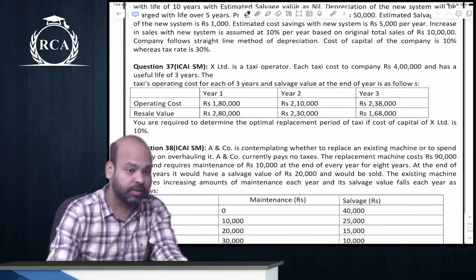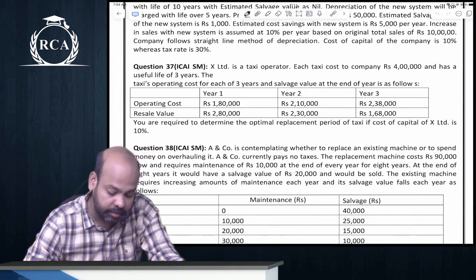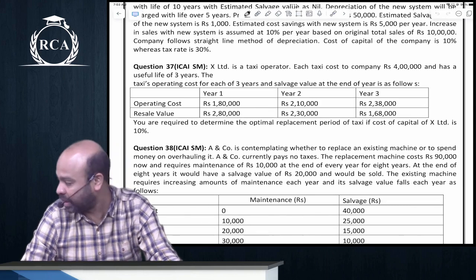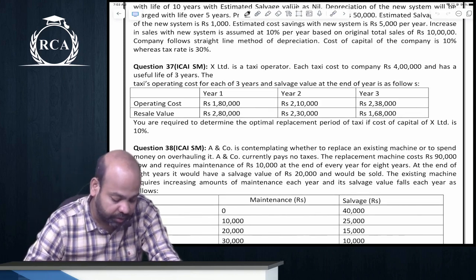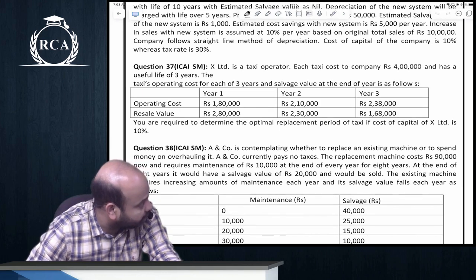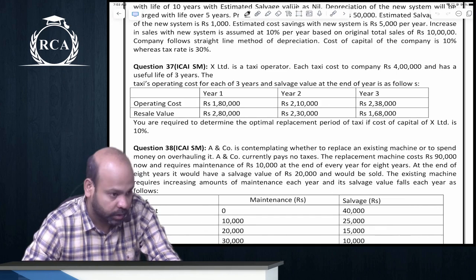Question number 37, beta. X Limited is a taxi operator. Each taxi will cost the company 4 lakh rupees and has a useful life of 3 years. The taxi's operating cost for each of the 3 years and salvage value at the end of the year is as follows.